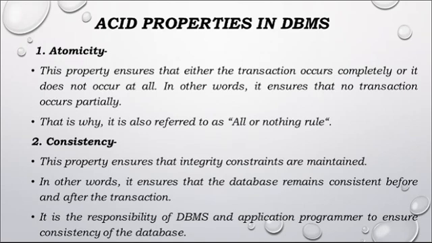For example, suppose account A has a balance of 400 rupees and B has an amount of 700 rupees. Account A is transferring 100 rupees to account B. Let's say the first operation passed successfully. That means 100 rupees is debited from account A, but it is not credited to account B. Then we say the transaction is partially completed because it is not credited into the account of B. This is not acceptable in a banking system.